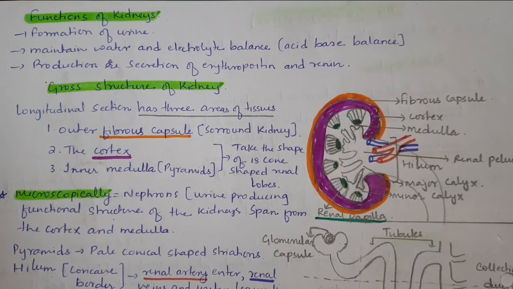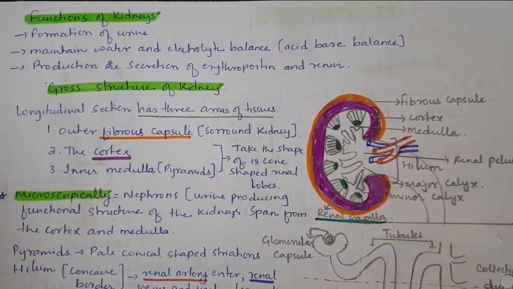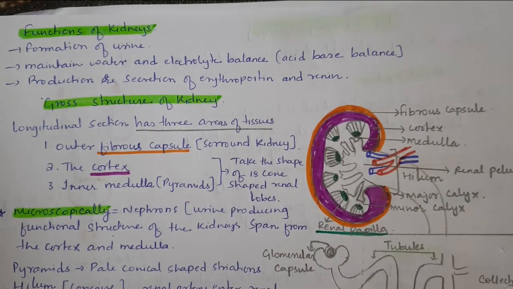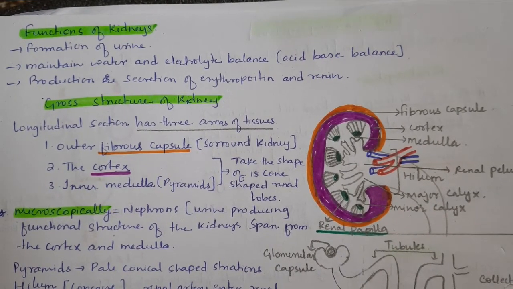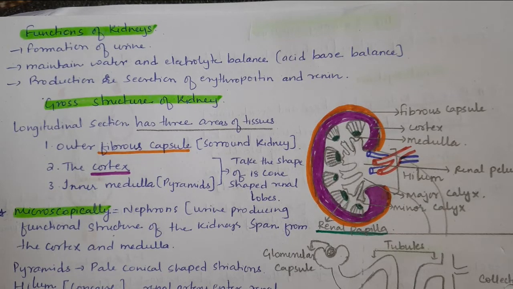Okay, now let us see the functions of the kidney. As we have already learned in our previous classes, the function of the kidney is the formation of urine, to maintain water and electrolyte balance, and also the acid base balance. The third function of the kidney is the production and secretion of erythropoietin and renin. We have already seen in the previous video that erythropoietin will help in formation of RBCs and renin will help in controlling the BP in the human body.